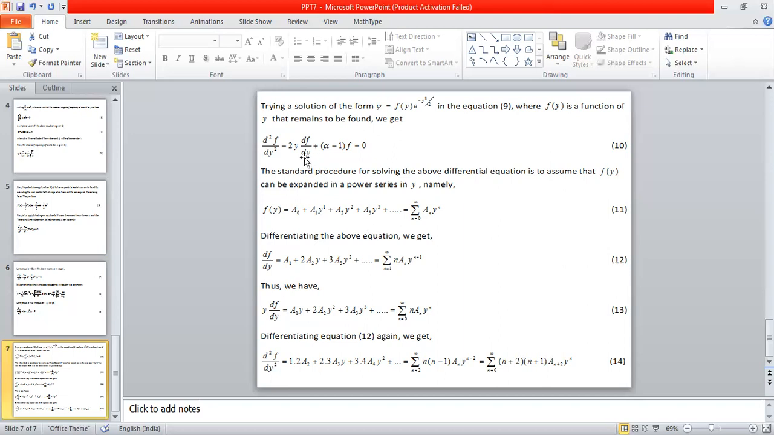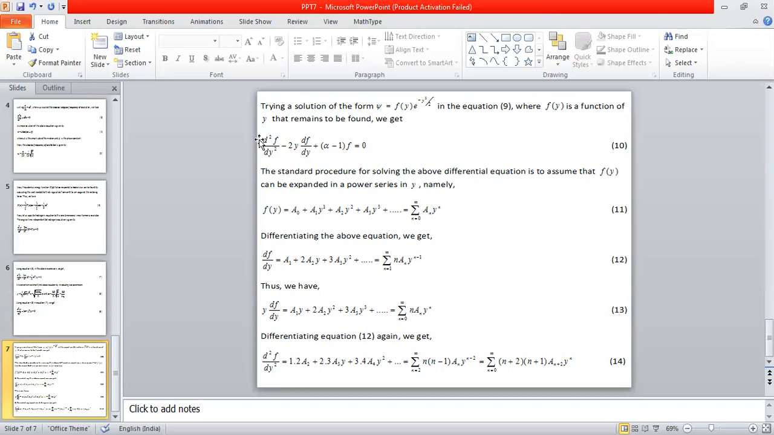Now we have a term of y into df by dy, so we need to multiply equation 12 with y. Once we multiply equation 12 with y, we get a1 into y, 2a2 into y square, 3a3 into y cube, etc. This whole series again in the summation index is n running from 0 to infinity n an y to the power of n. So this is our equation 13.